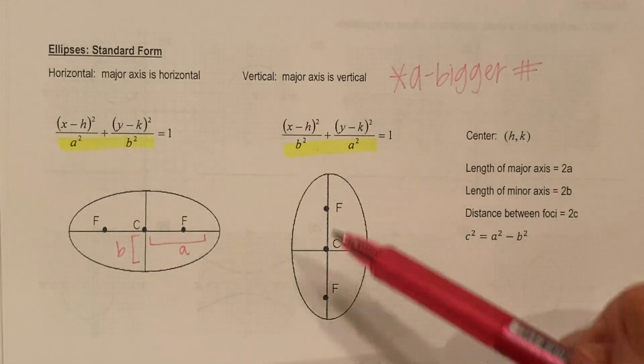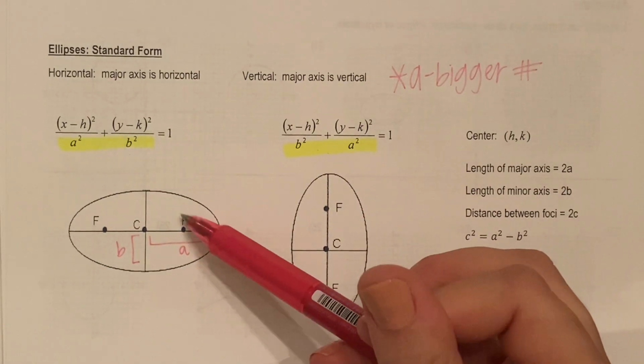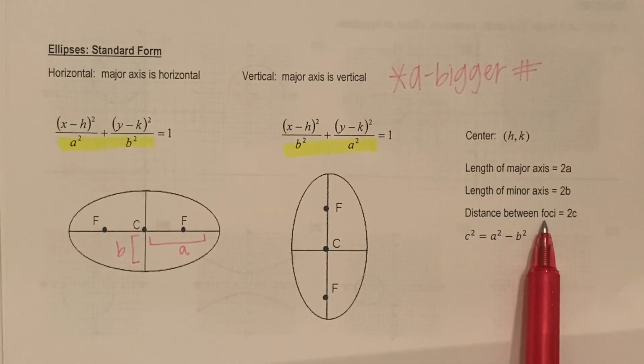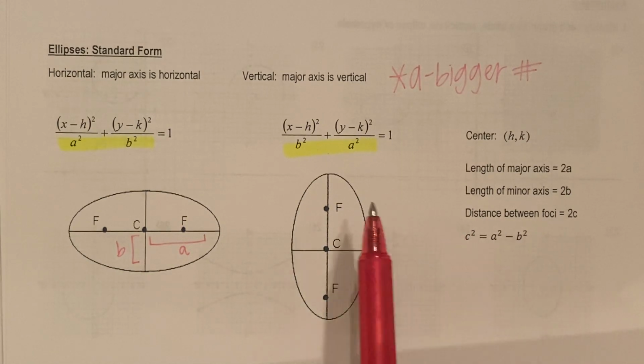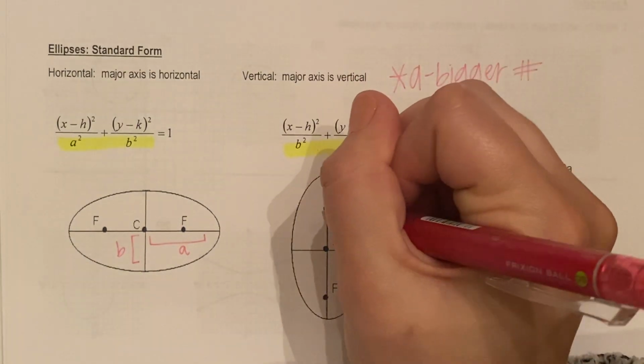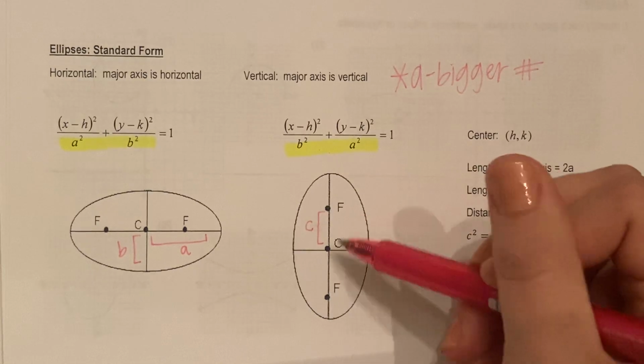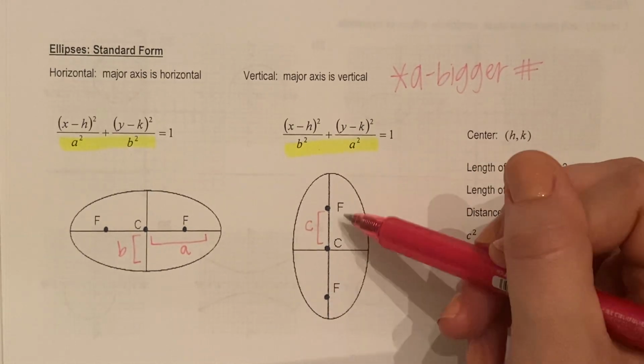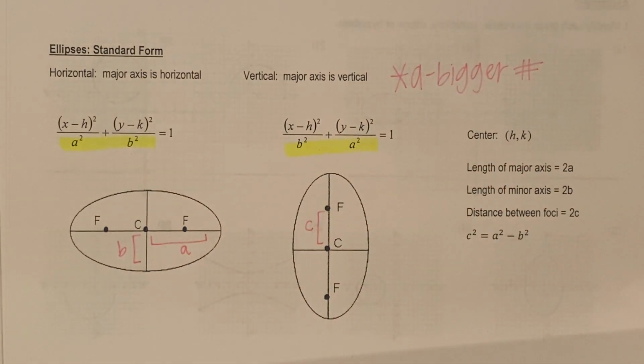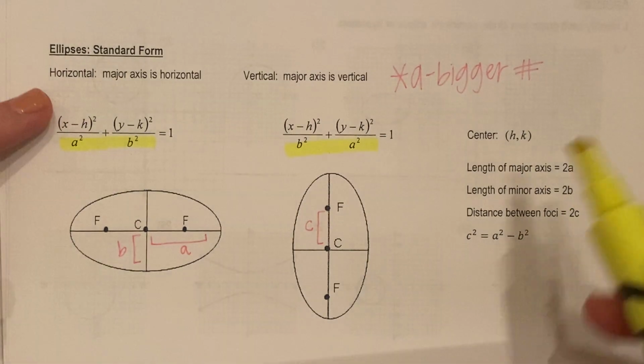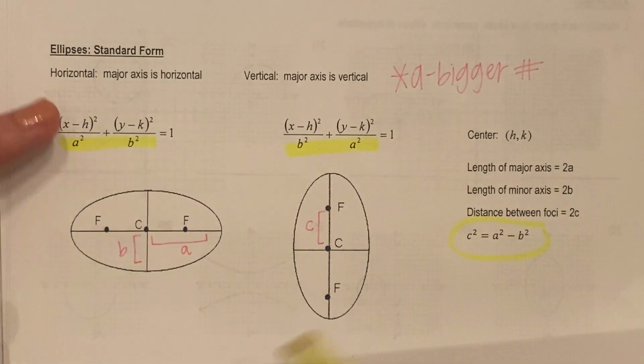Now we also have these special little points labeled with the F. Those are called foci. Now foci are measured with C. So the distance between the foci would be 2C. To figure out C, we use this equation. You'll have to memorize this one. It's similar to an equation you already know, Pythagorean theorem, but instead of plus, it's minus.